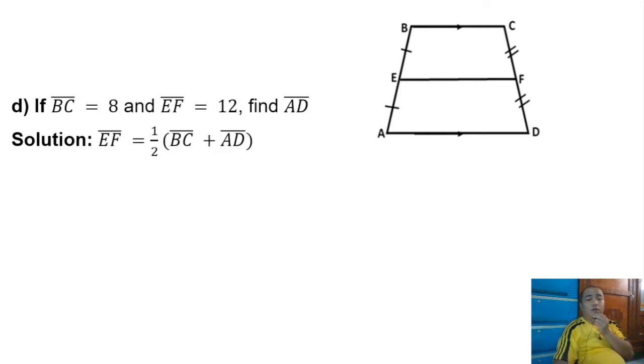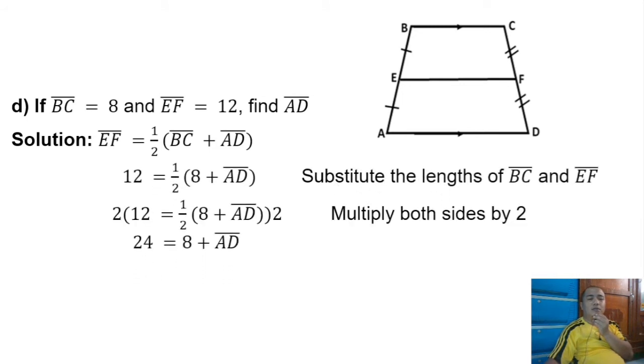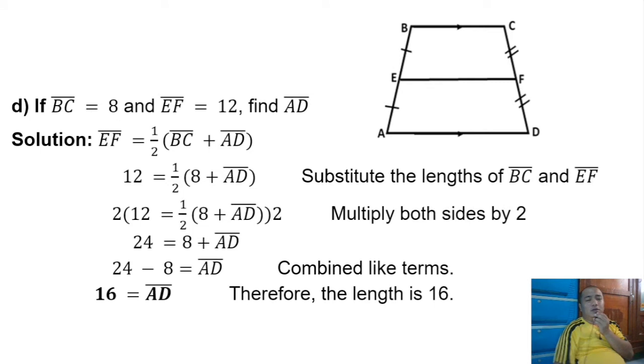So multiply 12 by 2, 24. 24 minus 8 is 16. Therefore AD is 16, di ba? Tama, 16. AD is equal to 16. The length of AD is 16. So that 8 plus 16, 24 divided by 2 is 12.